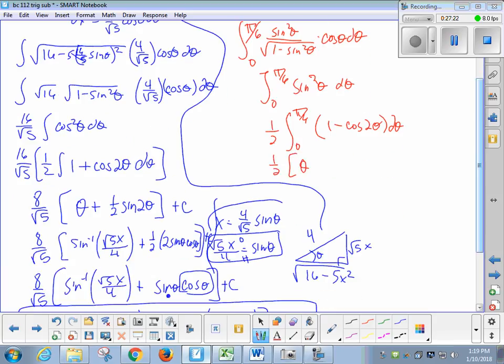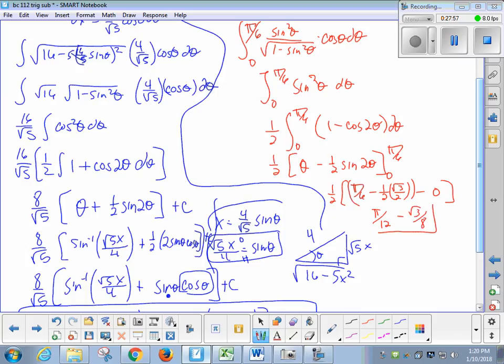Oh, wait, did you see? Sine squared and squared equals squared. Still checking about that.